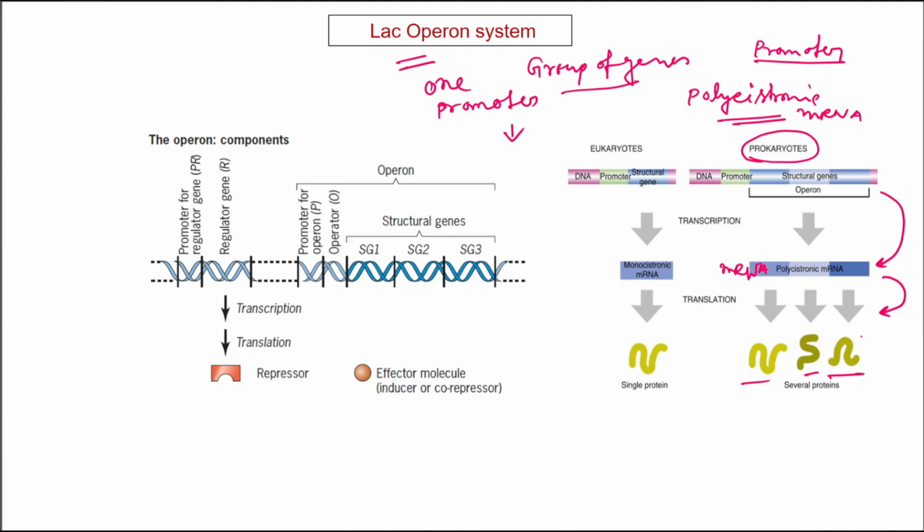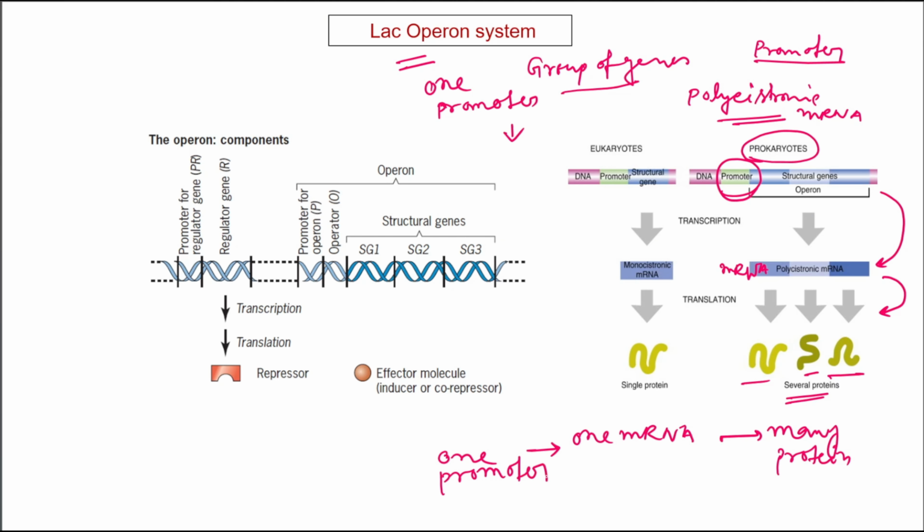So, an operon is a group of genes that is controlled by one promoter and transcribed as one polycistronic mRNA that translates many proteins. In simple terms, one mRNA, many proteins, and this one mRNA is controlled by one promoter. So, one promoter controls many proteins. This is called the operon system.